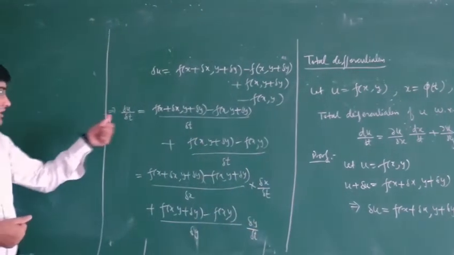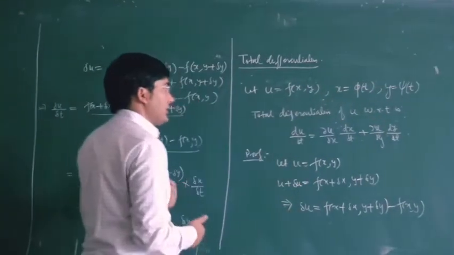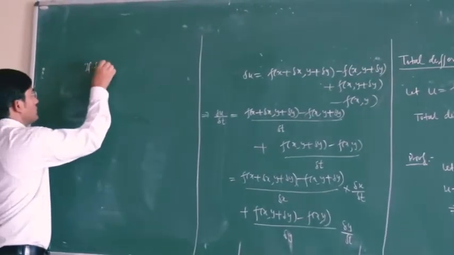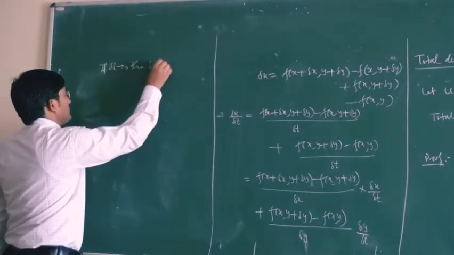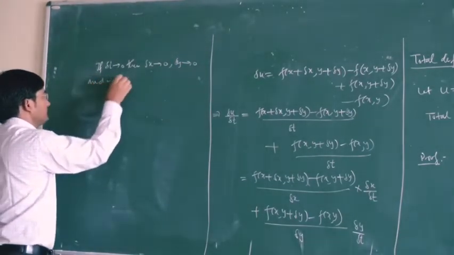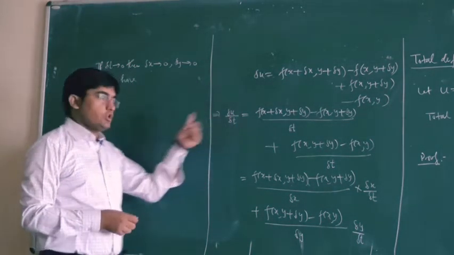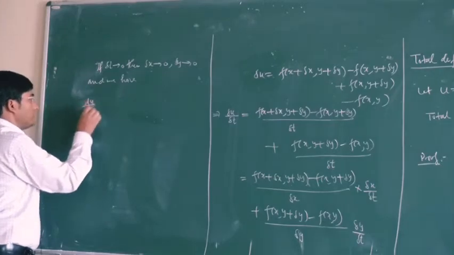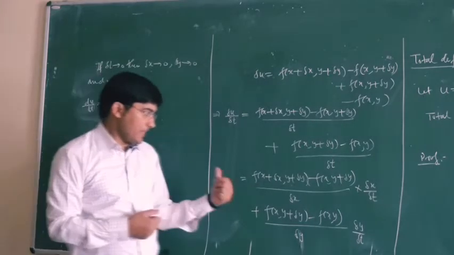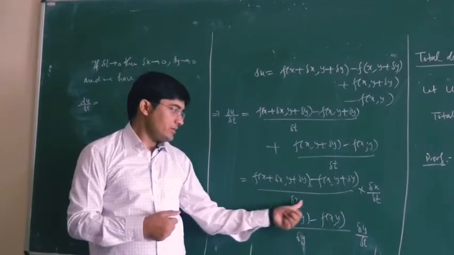Now let us suppose that delta t tends to 0. Now if delta t tends to 0, then we can see that delta x tends to 0 and delta y tends to 0. Now if you take this limit as delta t tends to 0, then this will be du upon dt. So we have du upon dt equal to, now if delta x tends to 0 here, then you can see that this is the definition of the partial derivative of f with respect to x.